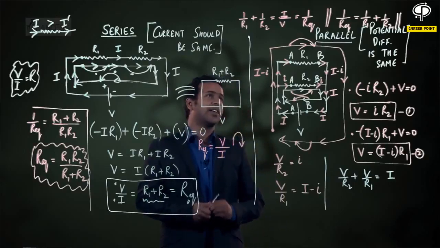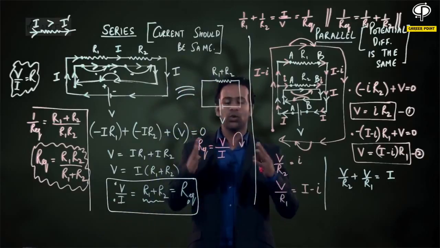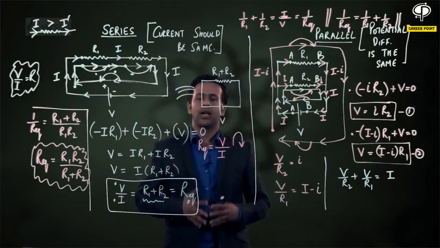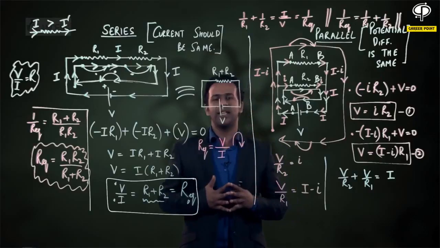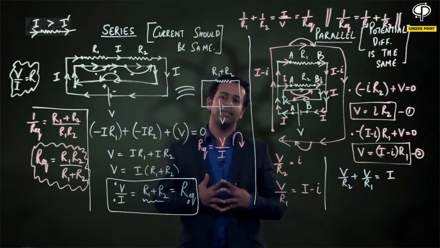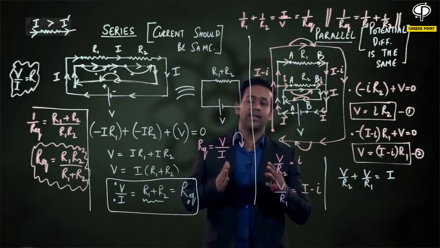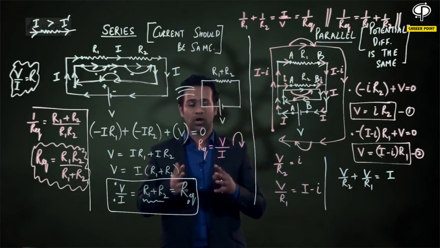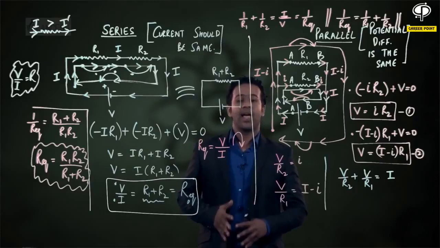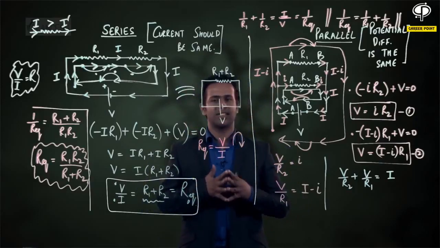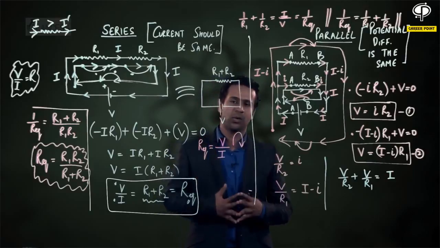So to summarize, we saw that there are two types of combinations, which is series and parallel. Two resistors are said to be in series when the current through them is the same, and they are said to be in parallel when the potential difference across them is the same. And when the resistors are in series, the equivalent resistance is given by R1 plus R2.